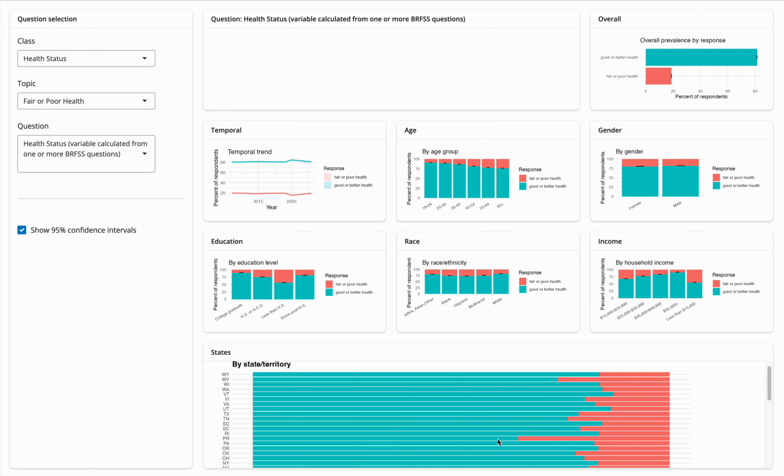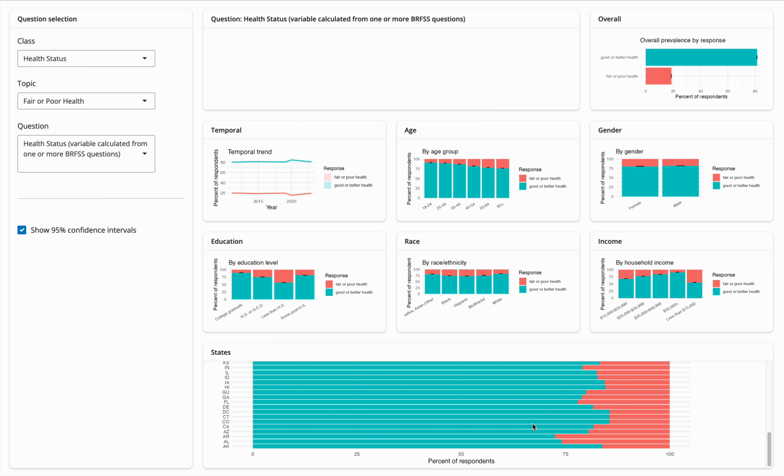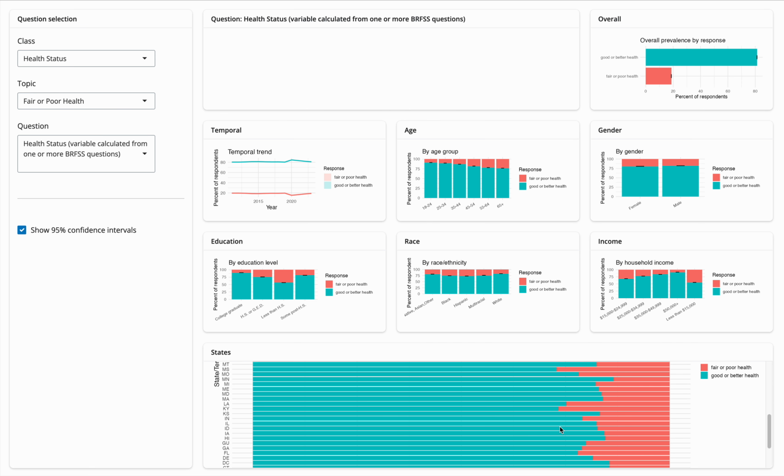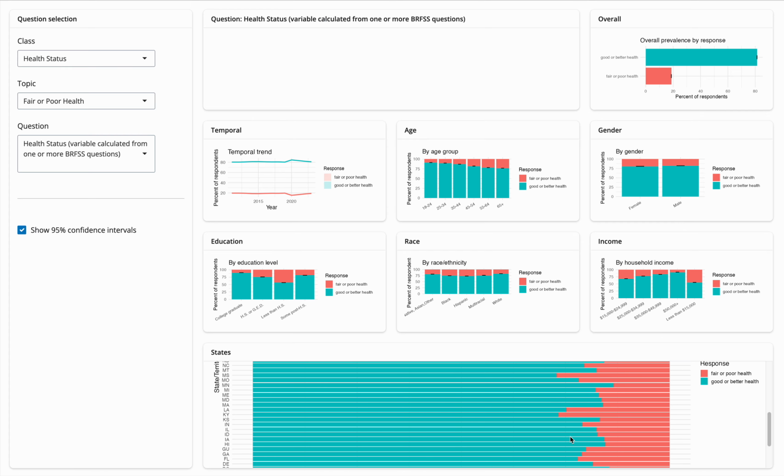If you look at Puerto Rico, a very undeveloped U.S. territory, they have a higher rate of poor health, which is indicated in red. And I suspect if we go to a red state, like Arkansas or Alabama, they also have a high rate of poor health.